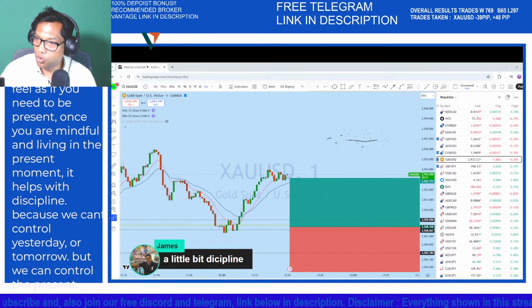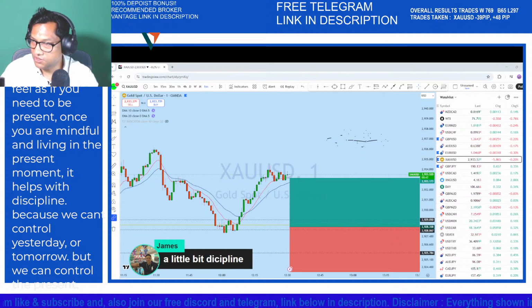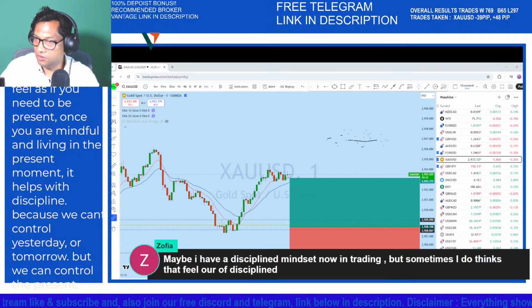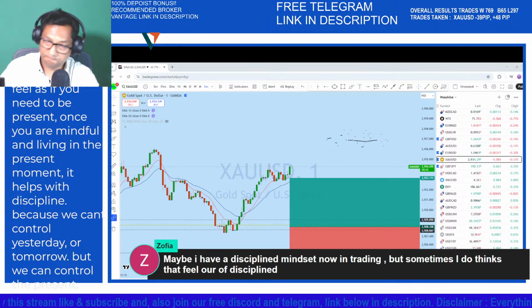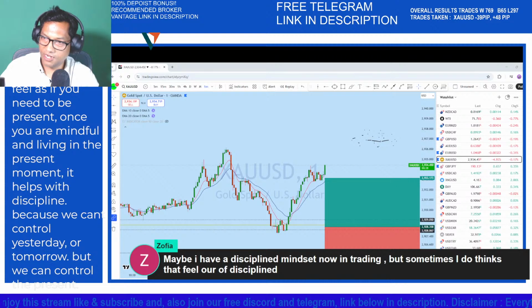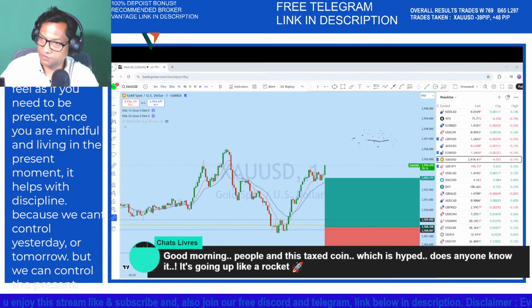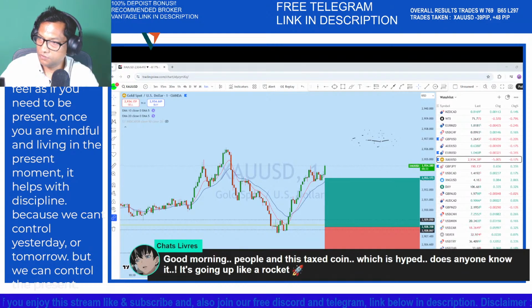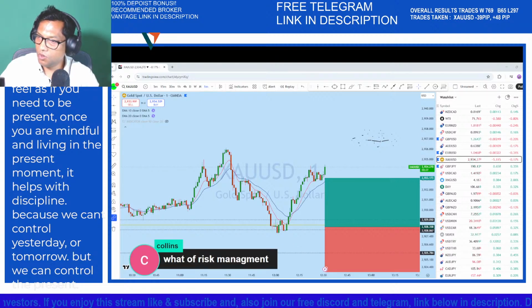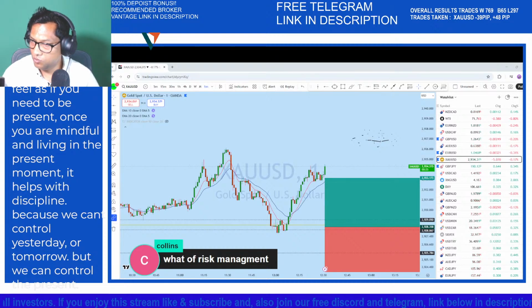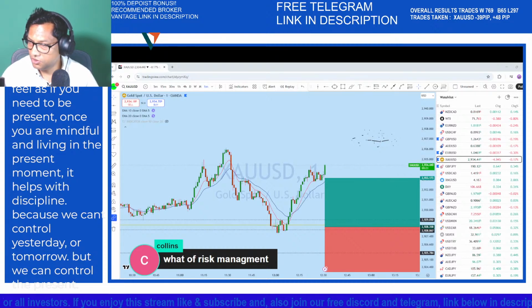Now, you can look at the next one in this trade. So maybe I have a disciplined mindset now in trading, but sometimes I do things that feel out of discipline. Yeah, it takes a little time. So it's good morning, people. Or kind of risk management. What of risk management? What's the vision of the trade you took?